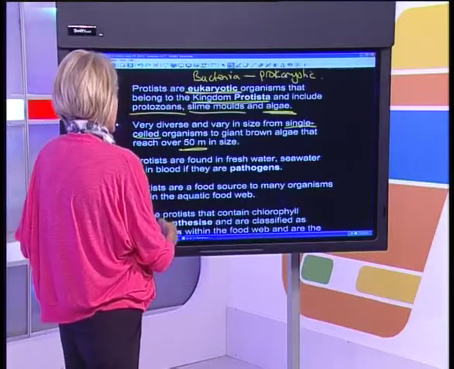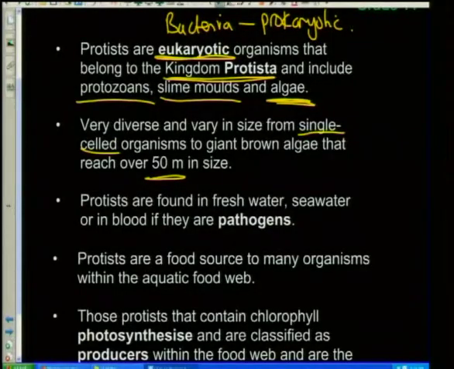And then also your protists, remember, in the blood if they are pathogens. And what does pathogen mean? Pathogen means something that will do harm.